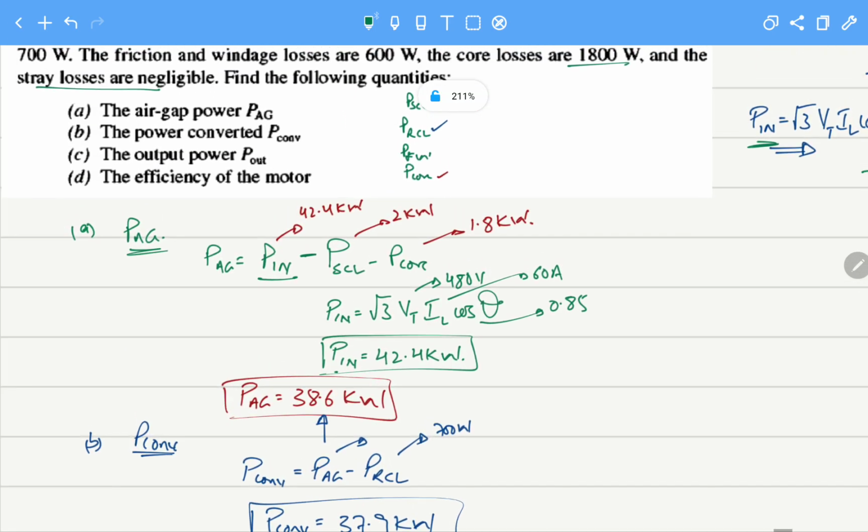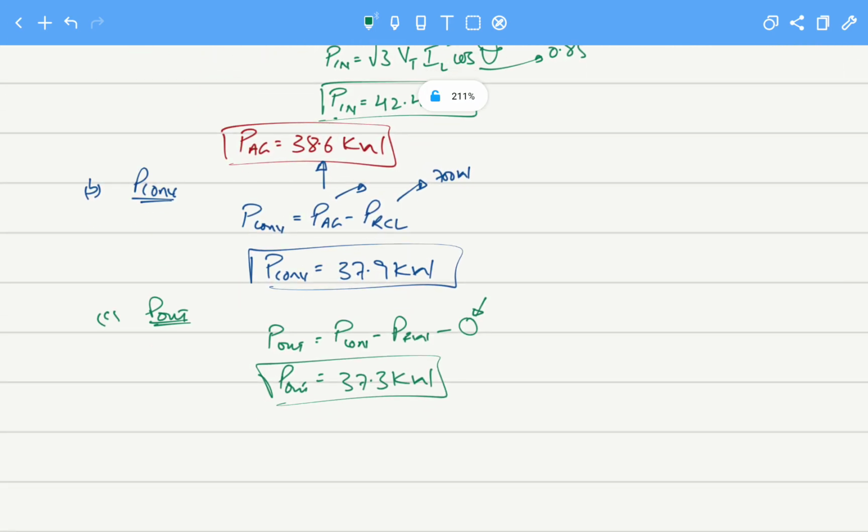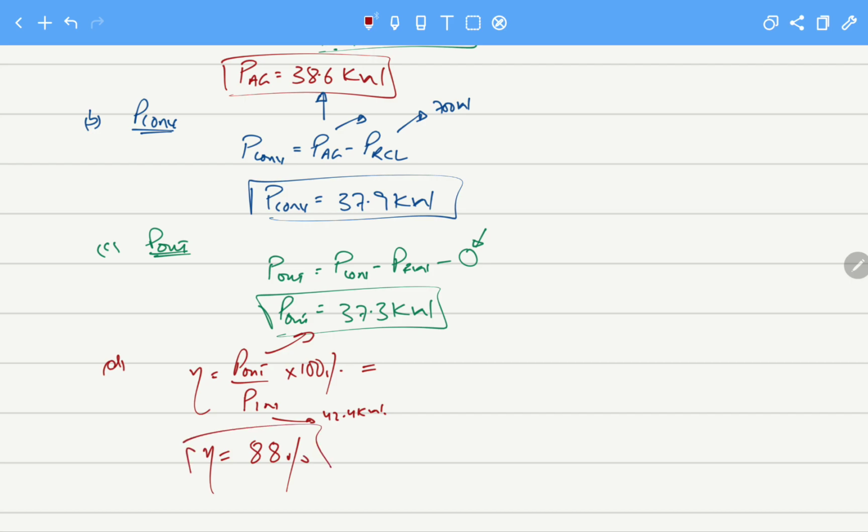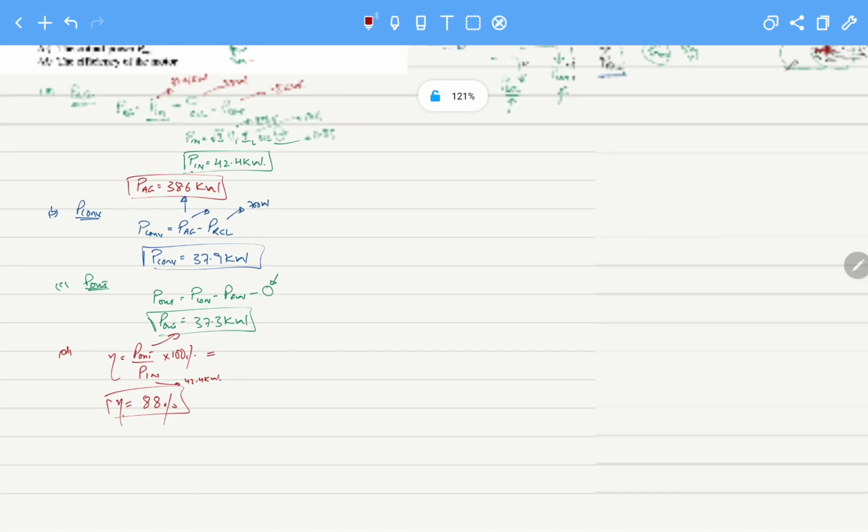And once we have the output power, the last part asks us to calculate the efficiency of our motor. We know that the efficiency is P out over P in times 100%. P out we have calculated, and P input we also calculated, that was 42.4 kilowatts. So the efficiency of the machine will become 88%. So I hope it helps.